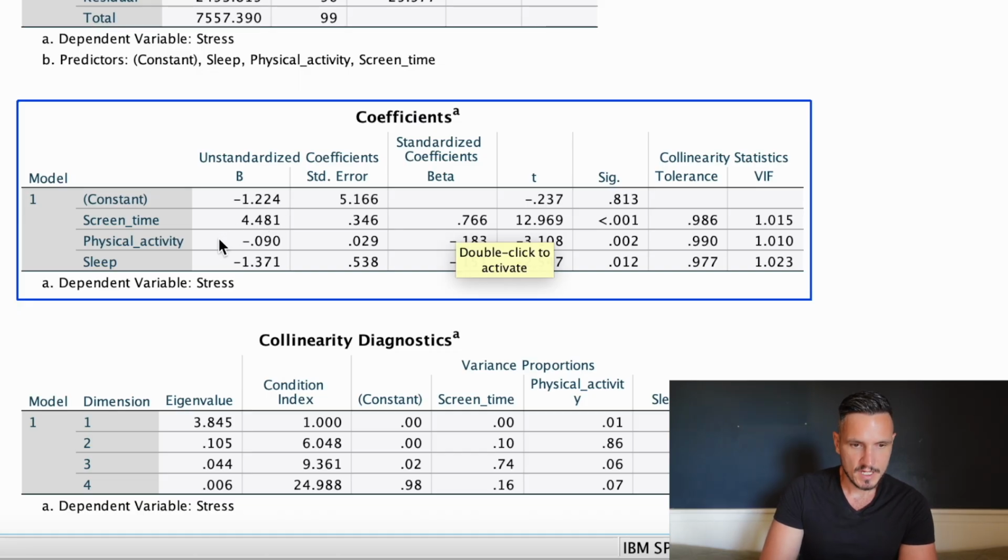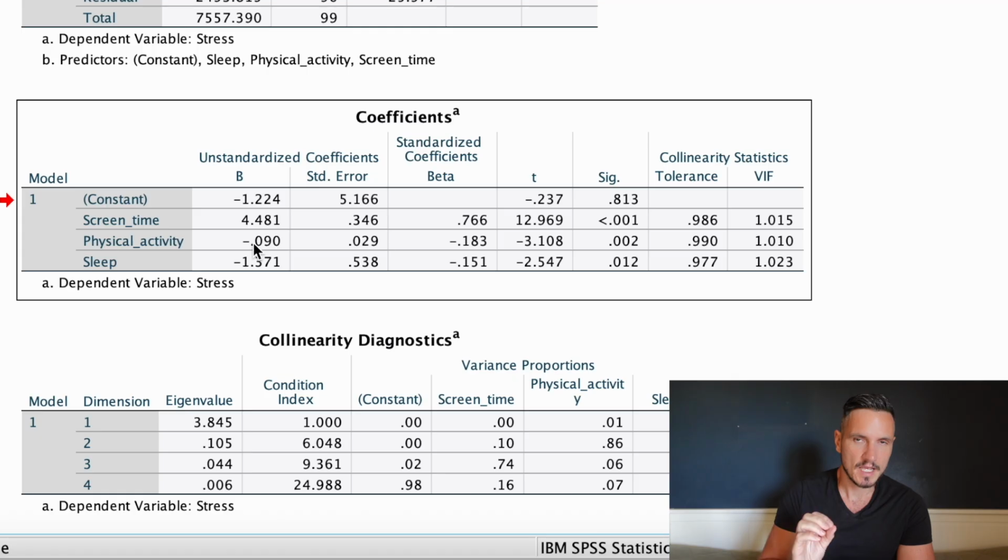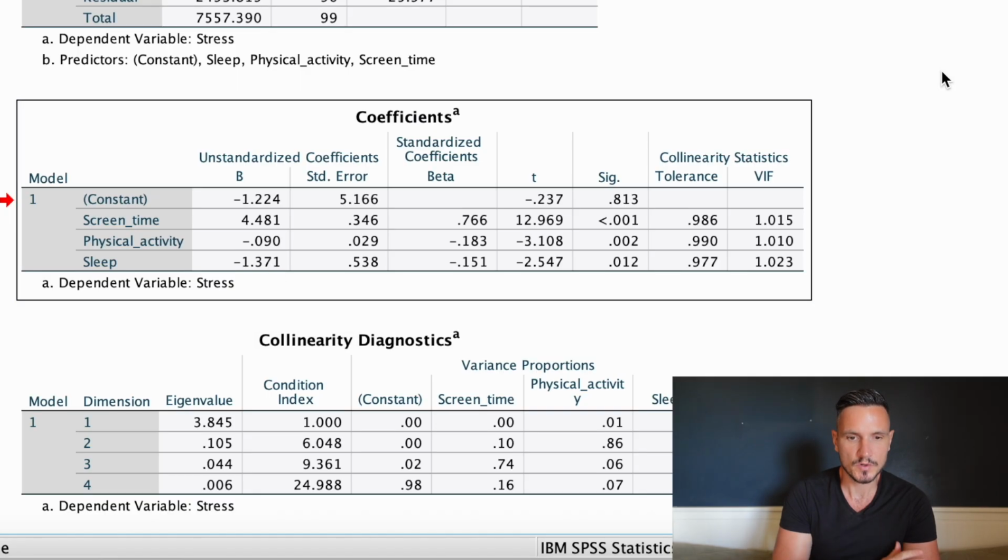For physical activity, we see that we have a negative value, indicating that higher levels of physical activity tend to be associated with lower levels of stress. And similarly for sleep, we can see that we have another negative value, suggesting that the more people sleep, the less stressed they tend to feel. So that's essentially how we interpret the results of the multiple linear regression analysis.